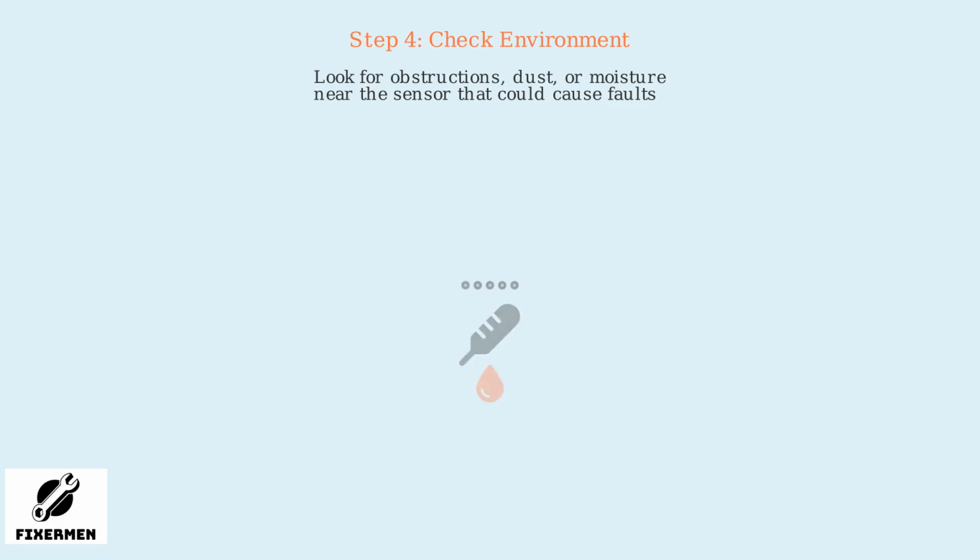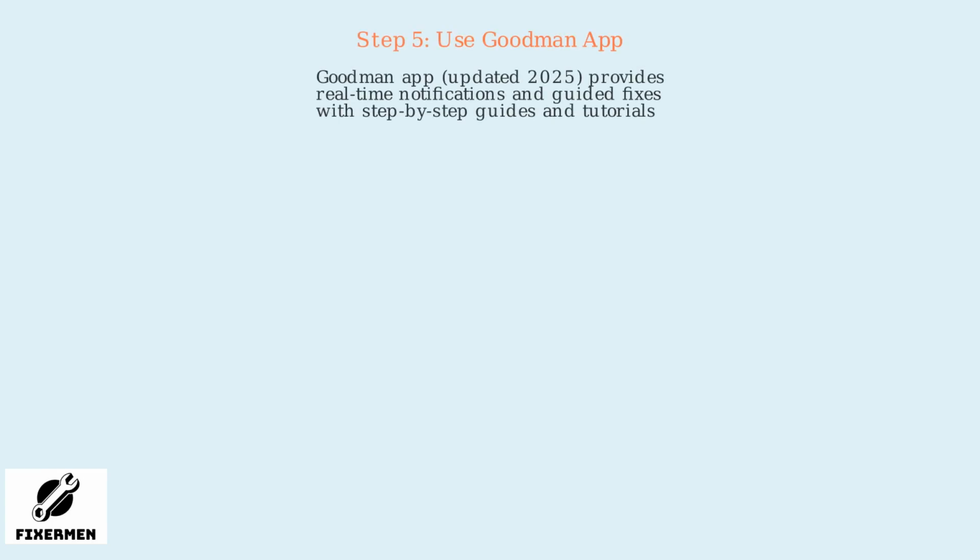Also, check for any obstructions, dust, or moisture near the sensor that could interfere with proper operation. Goodman's smart home ecosystem provides the Goodman app, updated in 2025, which has real-time error notifications and guided fixes. Many fixes for the E1 error are now possible through step-by-step guides and video tutorials available through online apps.